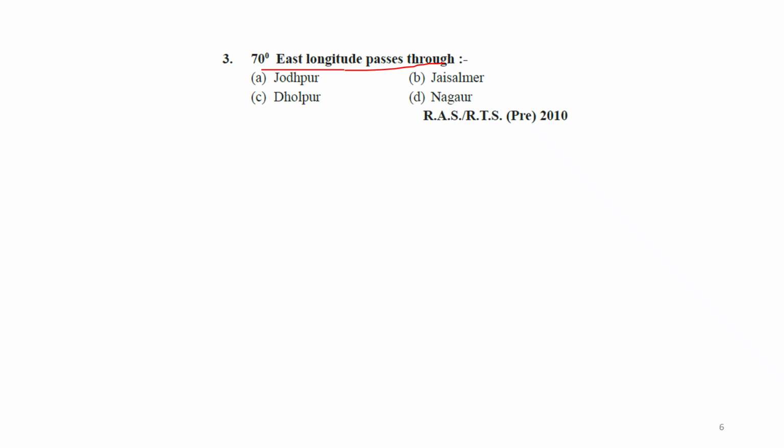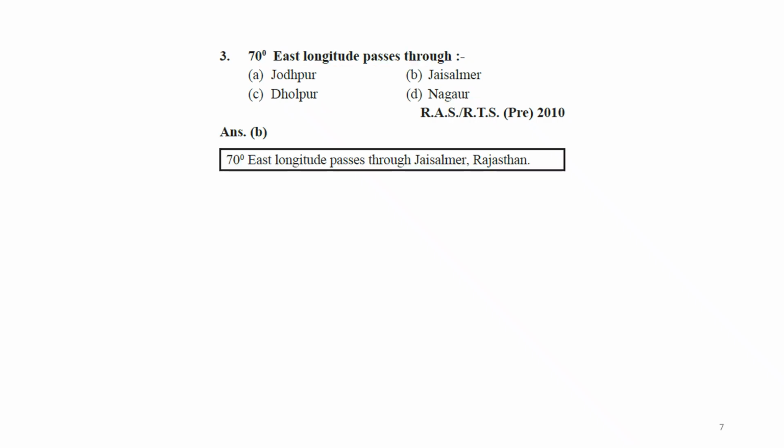Next, the 70 degree east longitude passes through, again the same as the previous question. We should know that there are different angles of latitude and longitude, and at each angle, which cities are lying. Here, the options are Jodhpur, Jaisalmer, Dholpur, and Nagaur. So the answer is B, Jaisalmer. The 70 degree east longitude passes through Jaisalmer, Rajasthan.